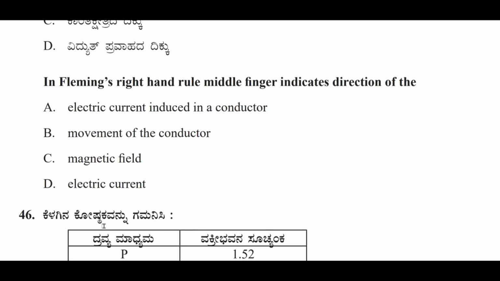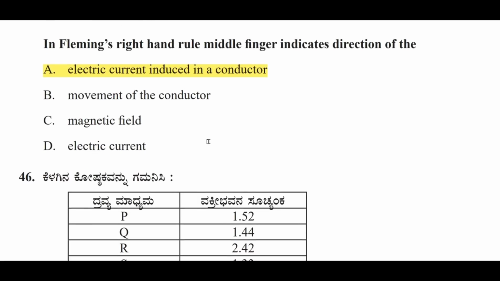In Fleming's right hand rule, the middle finger indicates the direction of electric current induced in a conductor. Middle finger indicates electric current induced in a conductor.